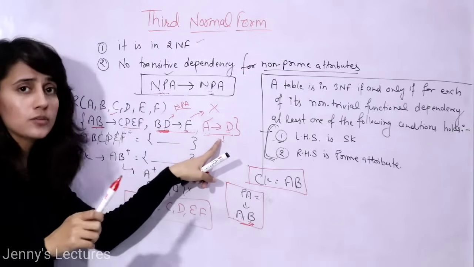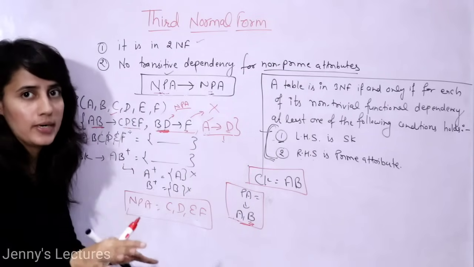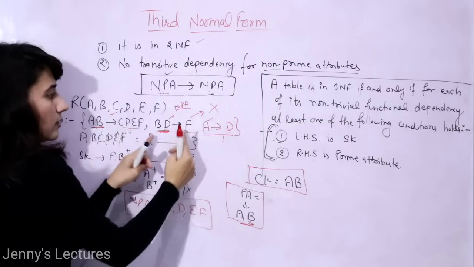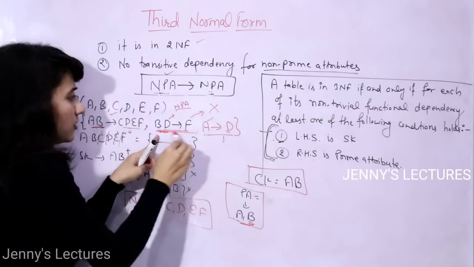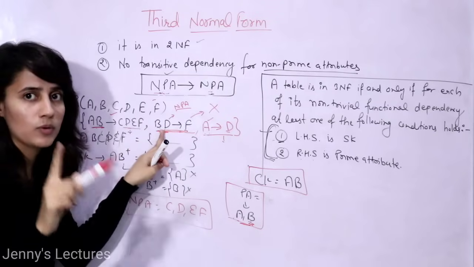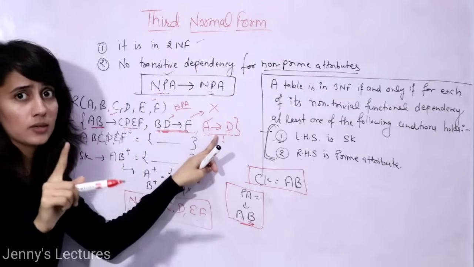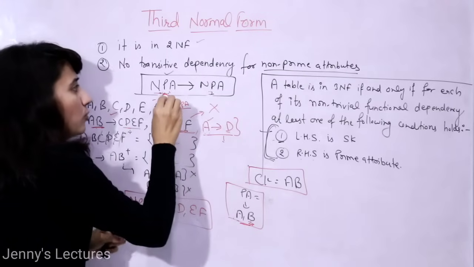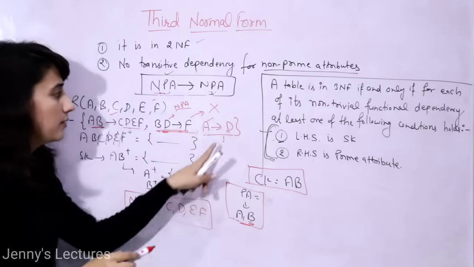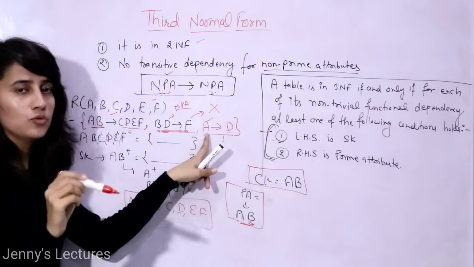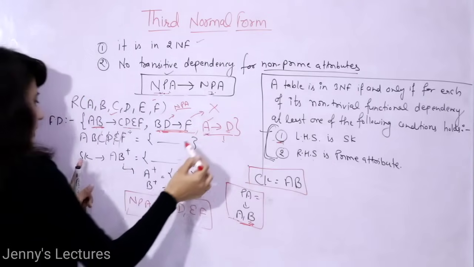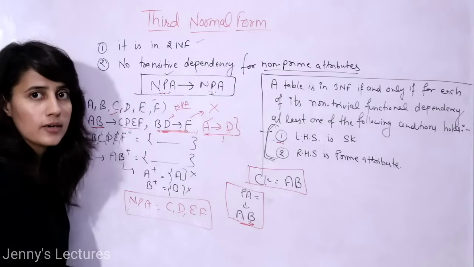So we cannot say that this is a transitive dependency, right? Here, which dependency is violating the condition? Because of this dependency, this relation is not in third normal form, not because of this dependency, right? Make this very clear that both sides should be non-prime attributes, and this A is a prime attribute, so no need to check this one. Or you can check this one, the left hand side is a super key. Yes, A is a super key, so no need to check the right hand side, right?